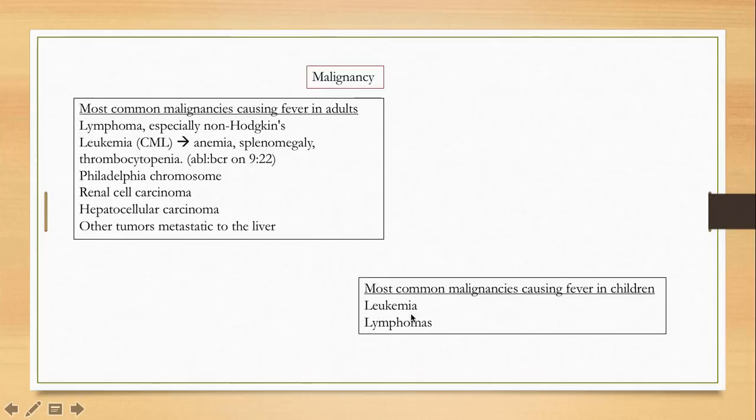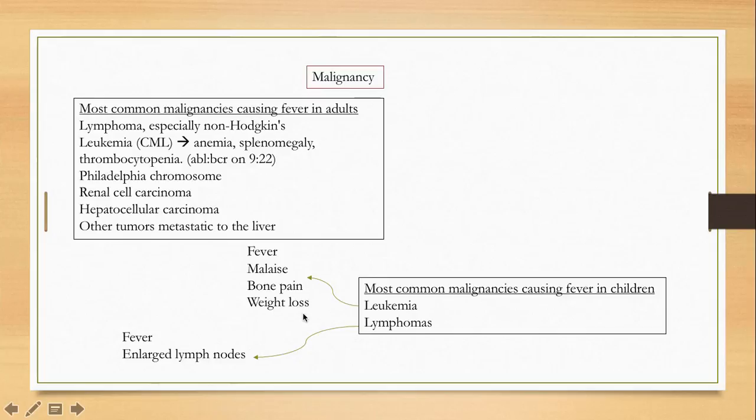So leukemias, especially ALL, and lymphomas will present with fever. Usually children have, in addition to fever, malaise and generalized bone pain. So it's not usually just one part of the body or one bone or one joint. It's actually generalized bone pain that they have. And then weight loss, if present, should definitely raise a red flag.